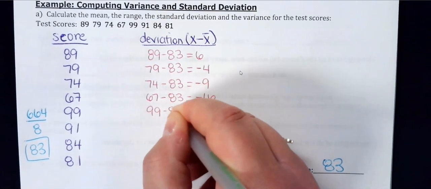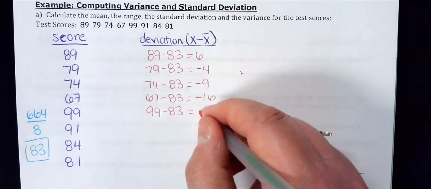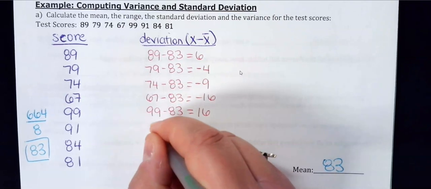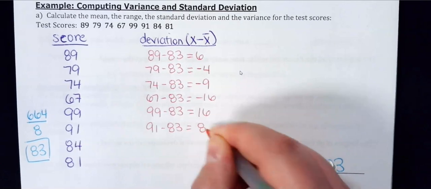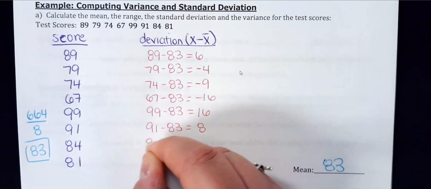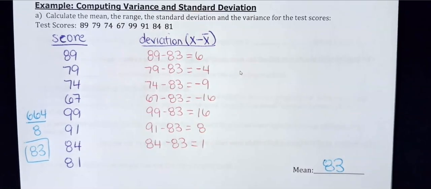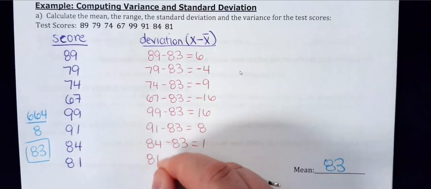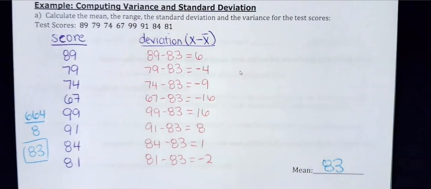99. Each one, I'm just subtracting the mean from the test score to figure out how far away it is. That's positive 16. 91 minus 83 is going to be 8. This is just how far the test score is from the mean. 84 minus 83, they're just 1 spot away. And then 81 minus 83 is negative 2. Okay, now when you calculate the deviation, it's just how far the number is away from the mean. And you'll see I got some negative values there.